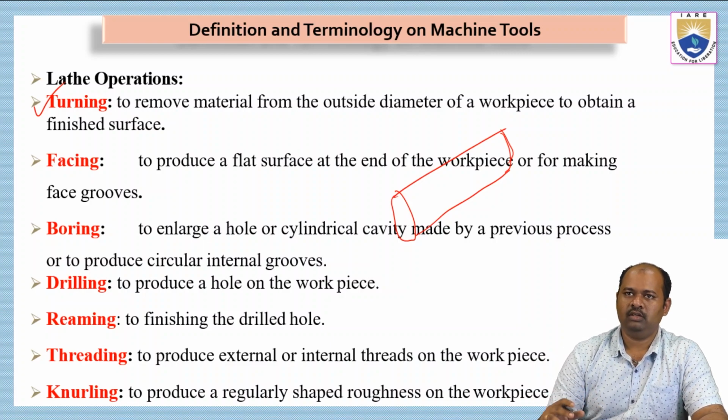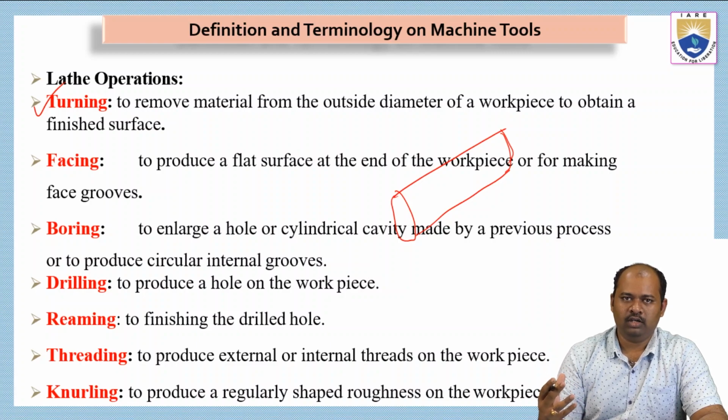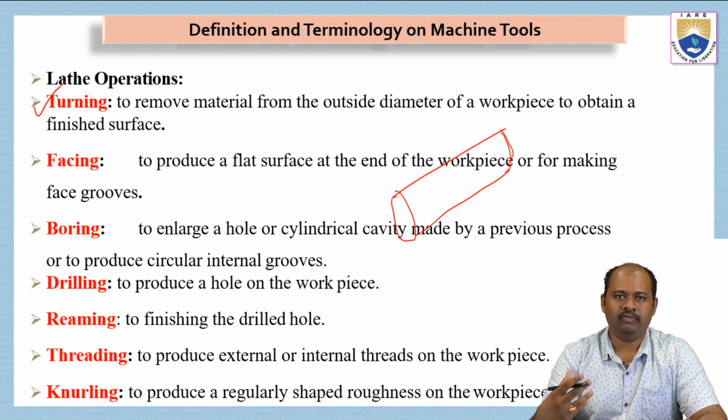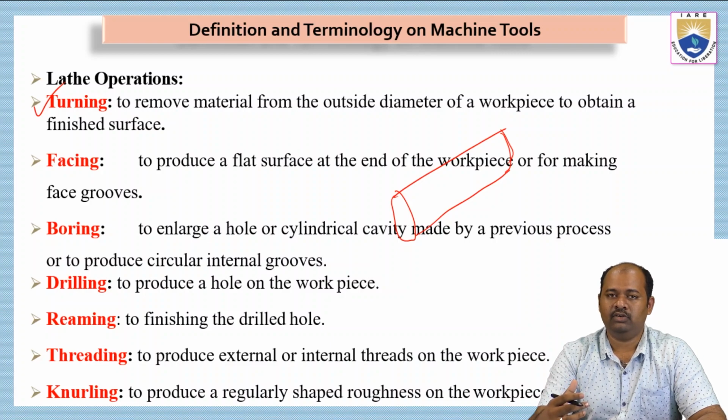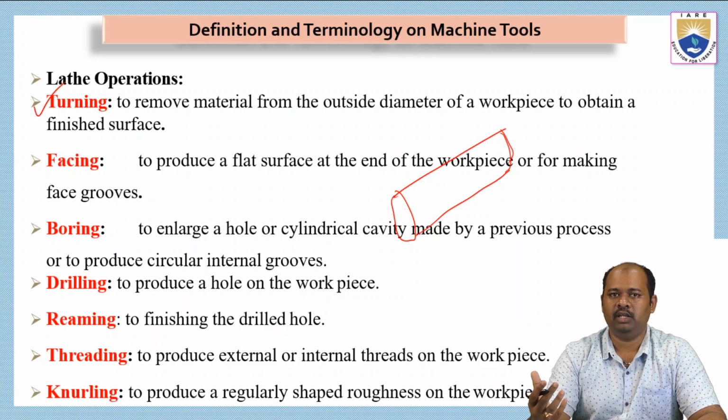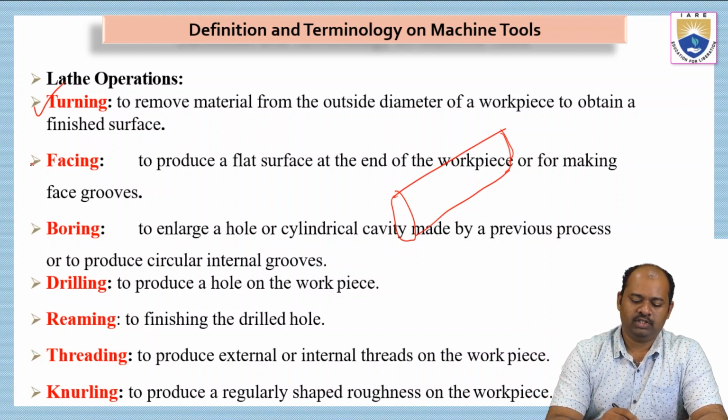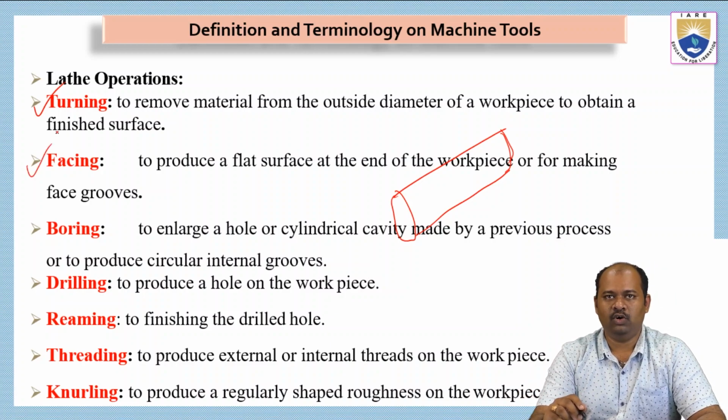So with the turning operation, for a cylindrical rod, we can reduce its diameter. Initially the diameter of the rod may be 10 mm. After doing the turning operation in the lathe machine, I can reduce the diameter to some 8 mm, depending on the design. So that is the turning operation. And then we have the facing operation.